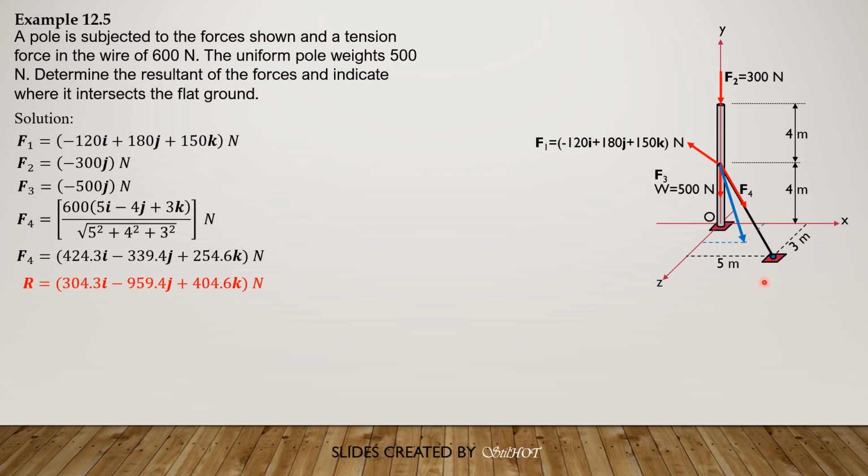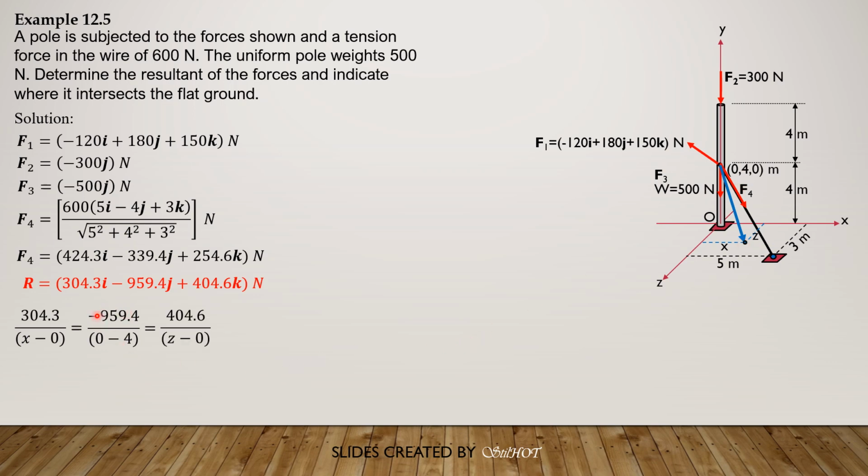So let us say this is the intersection of the resultant with the ground. That point would be at the coordinates X, Z, and Y is 0. So delta X is X minus 0. This is at 0, Y is 4 and Z is 0. So 0, 4, 0. So Fx 304.3 over delta X, which is X minus 0, equals Fy negative 959.4 over 0 minus 4, which equals Fz 404.6 over Z minus 0.